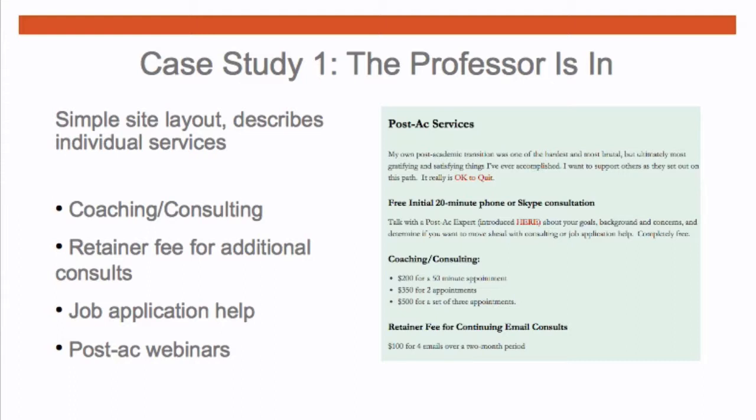The first is Karen Kelsky's page, The Professor Is In, and her services page is put together very neat and very clean. It's a simple site layout that describes individual services, like coaching and consulting, which you can see there. It's $200 for a 50-minute appointment, $350 for 2 appointments, or $500 for a set of 3 appointments. Notice that you get a discount the more hours you get, which is a good strategy. Other services are a retainer fee for additional consults, job application help, and post-ac webinars.